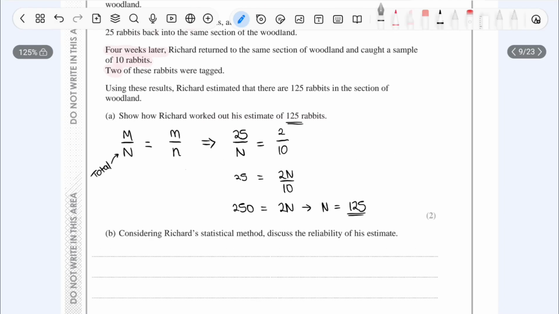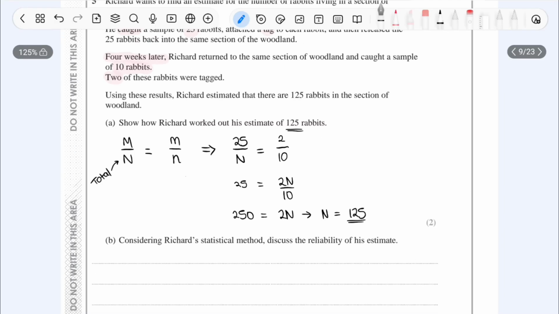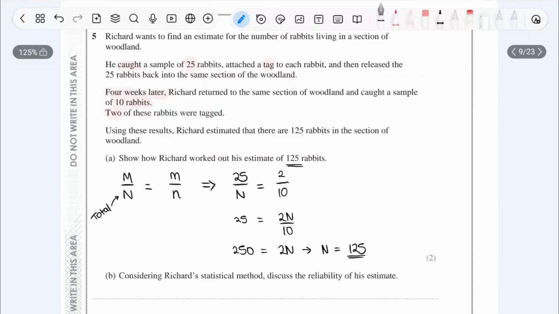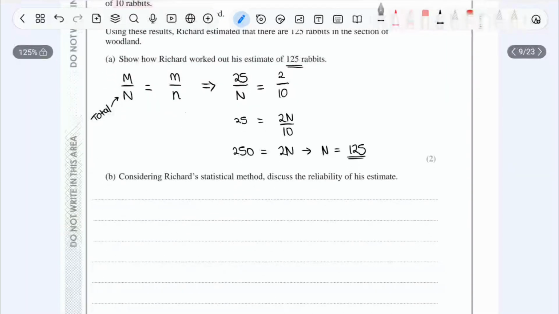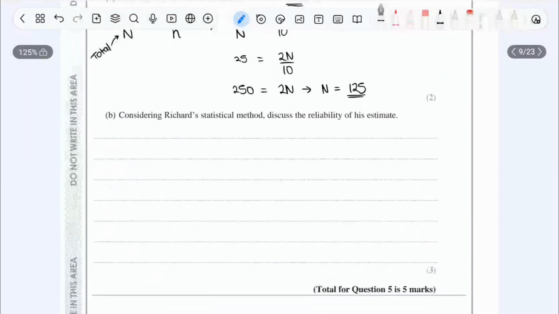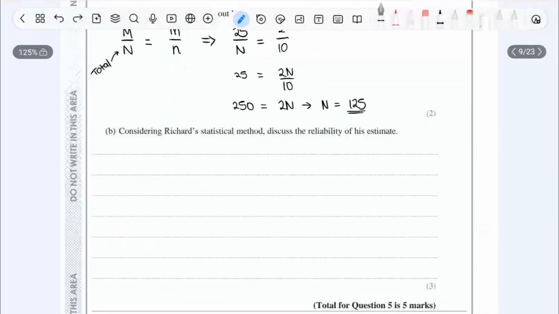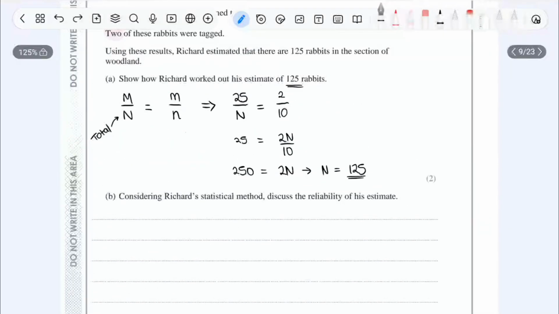So we've seen that he comes back 4 weeks later. Well, in 4 weeks, a lot of rabbits can be born and a lot of rabbits can die. It's as simple as that. So that's going to skew his results either way, and he can't tell if they've died or if they've been born, so he can't really adjust his number for that. So what I'm going to say is that it's unreliable, which should be 1 mark, and then we're going to have to give 2 supporting reasons, as it's 3 marks. And basically what I'm going to say is that, well, the tags may have fallen off, and there's been a long time between the samples.